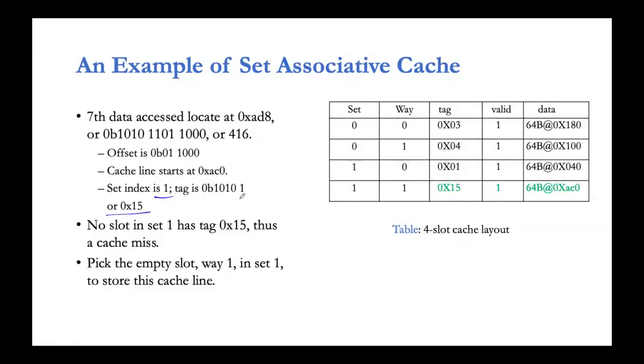So in the seventh data access, the set index is 1, and the tag address is 15. It goes to set index 1 and compares this tag address with the existing one, not matching. So a cache miss occurs, and it picks the empty slot, that is way 1 in set 1, and stores the cache line in that.